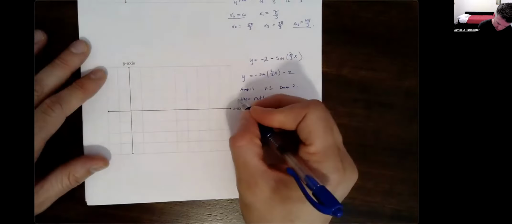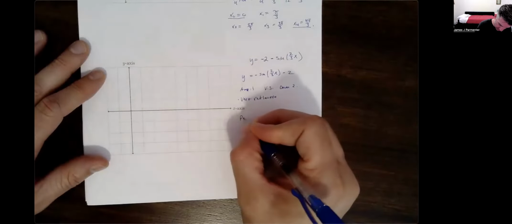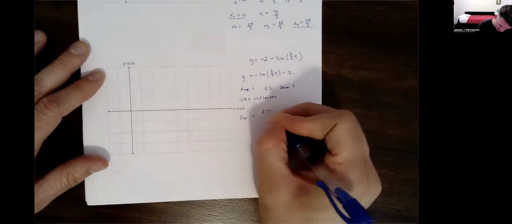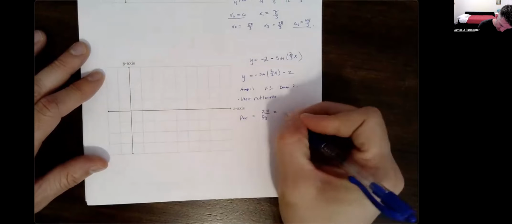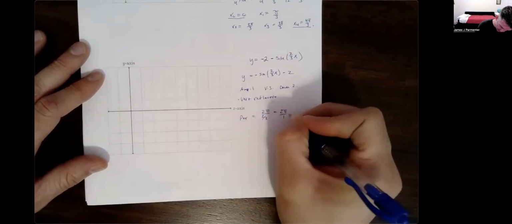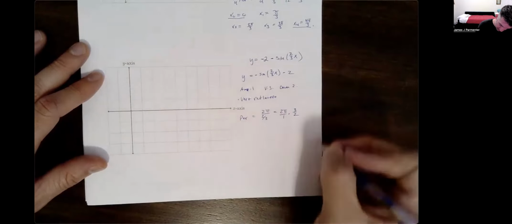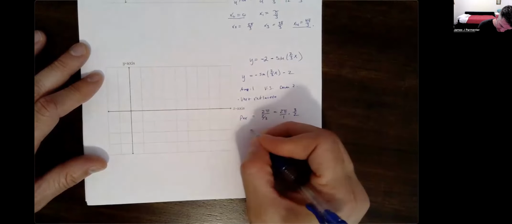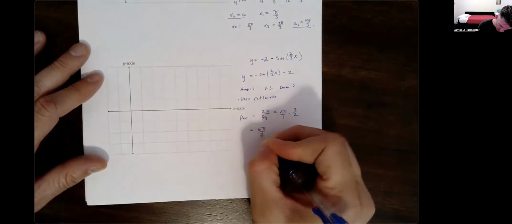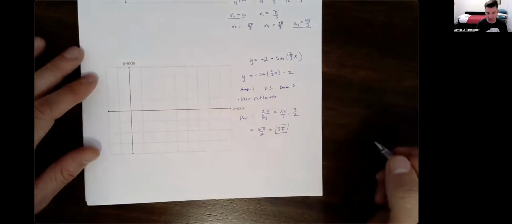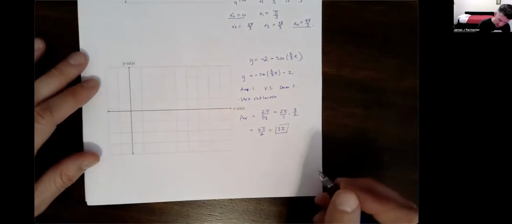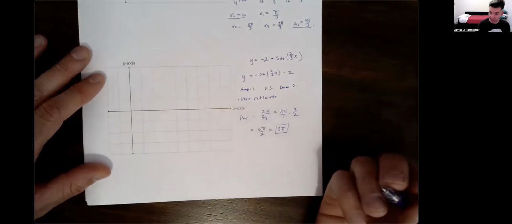What else? Oh yeah, my period. So my period is 2 pi divided by the coefficient of x, which is 2/3, which is going to equal 2 pi over 1 times 3/2. 2 pi times 3/2 is 6 pi over 2, which is equal to 3 pi. That's my full period.